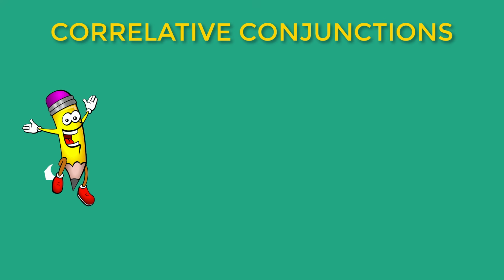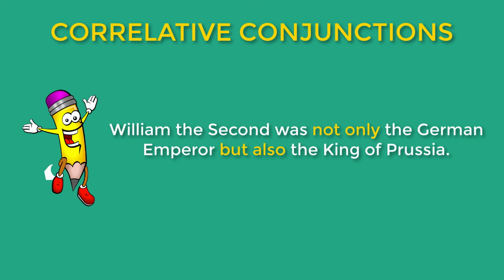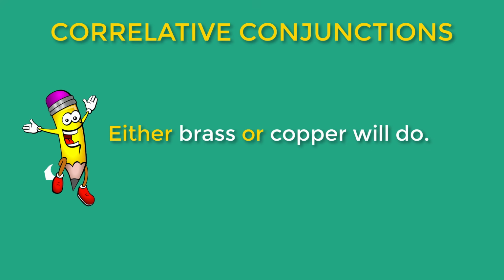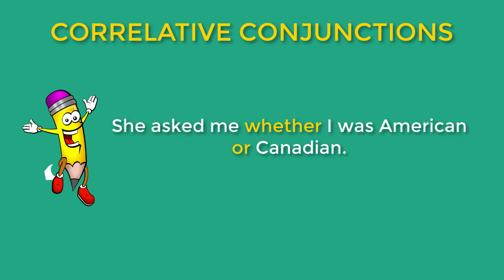Examples of correlatives may be seen in the following sentences. Both lions and wolves are carnivorous. William II was not only the German emperor, but also the King of Prussia. Either brass or copper will do. Neither Keats nor Shelley lived to be old. She asked me whether I was American or Canadian.